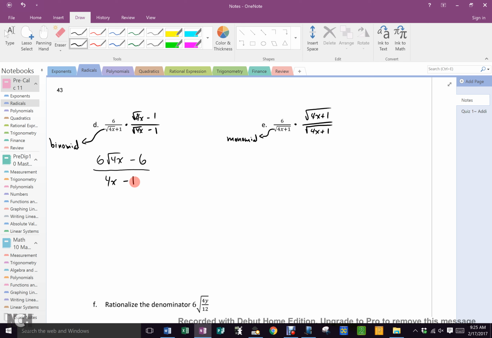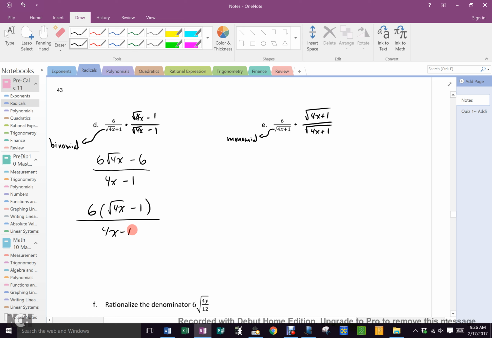But for right now, if you left it there, I'd be perfectly happy. But if you want to go one step further, then you could pull a 6 out of there and leave in root 4x minus 1. Yes? Right? Over 4x minus 1.